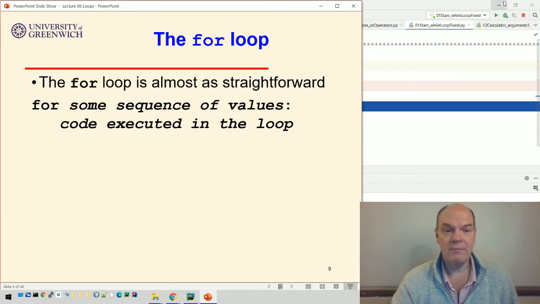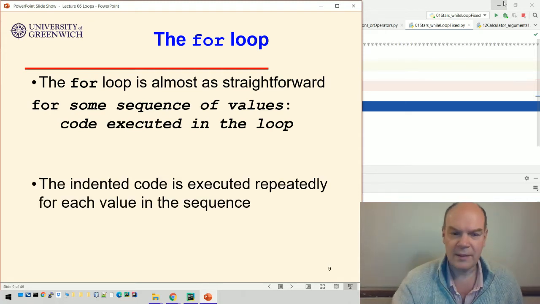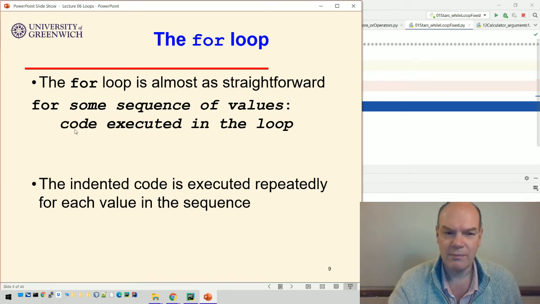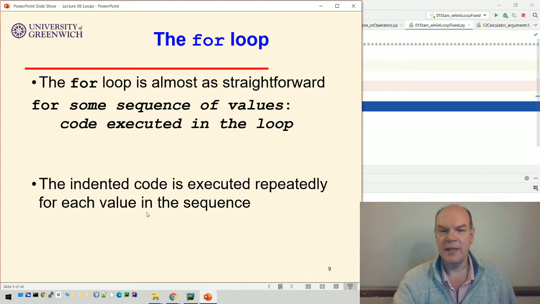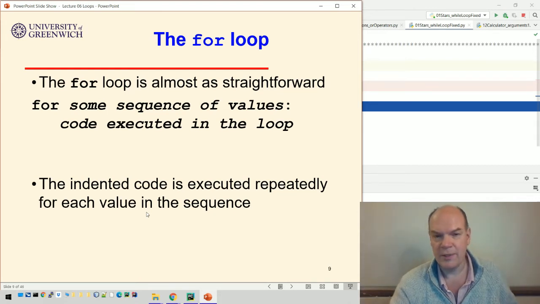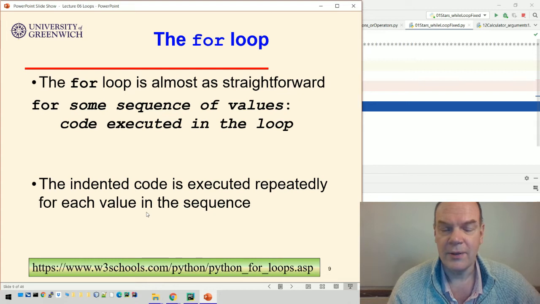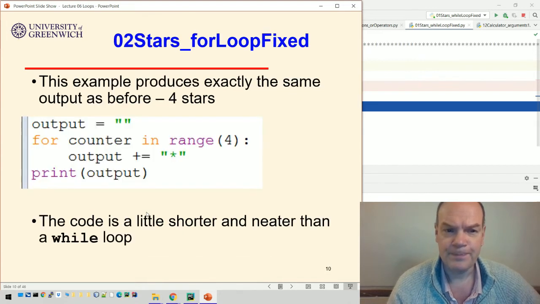So basically the syntax is, for some sequence of values, execute this code. And just like the while loop, the indented code, which here is one line but could be many lines of code, is executed repeatedly for each value in the sequence. So you might have a sequence that counts up from 0, 1, 2, 3, 4, 5, or you might have a sequence of, I don't know, some sort of names or something like that. Okay, again, there's a page on W3Schools to look at to find out a bit more about that.